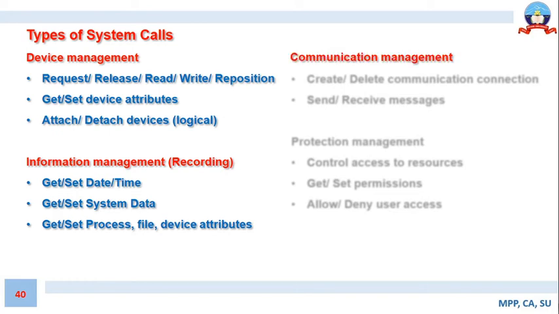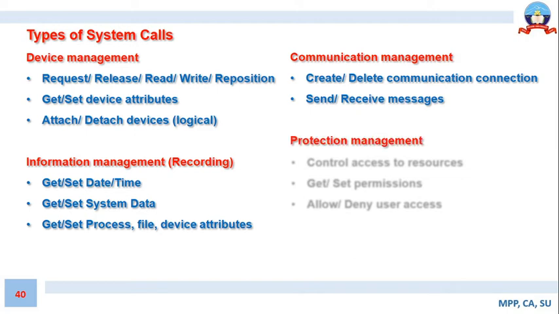Now the next one is communication management. So we have system calls for creating and deleting communication connections. So through system calls we can establish connections between the various peers, and we can delete communication between various peers. And then we have system calls for sending and receiving messages.